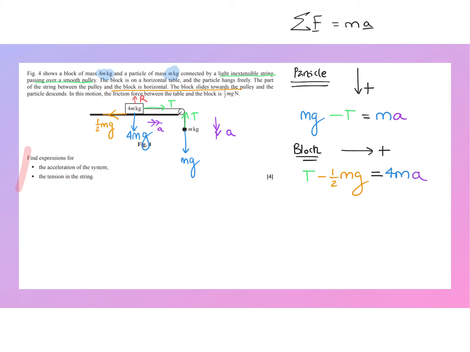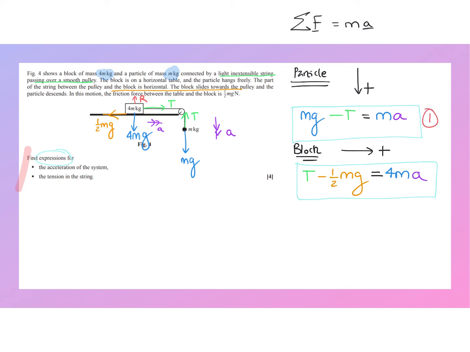So we have our two equations of motion. We've now got to solve these in order to find the acceleration and the tension. Notice it says find expressions for, so it's likely that our answers are going to end up being in terms of m as an unknown. So this is perfectly set up for us to add the two equations together.